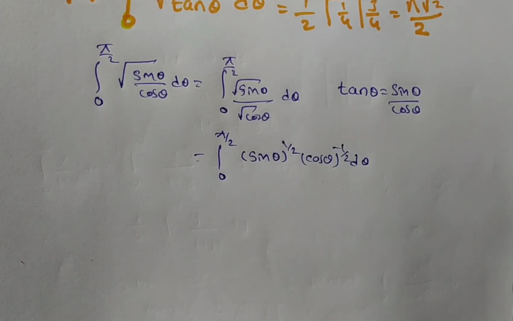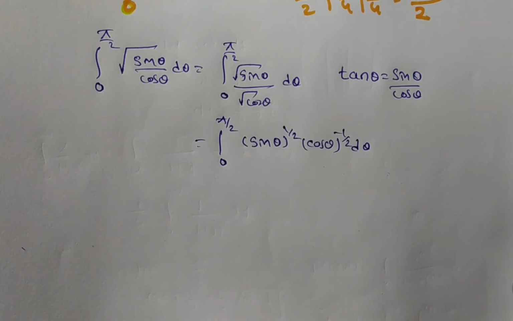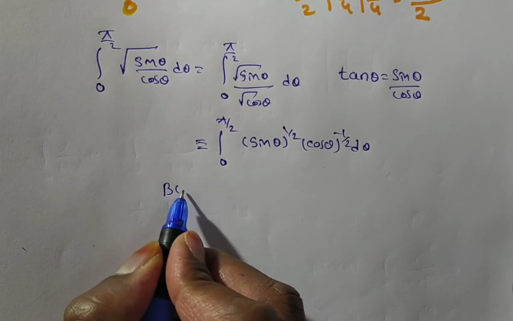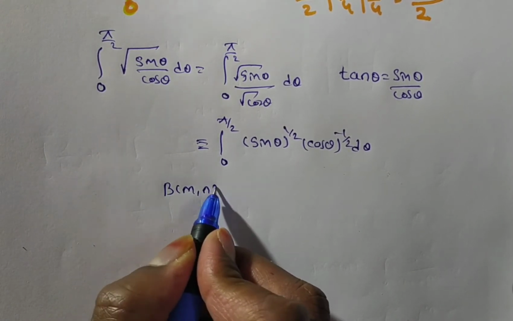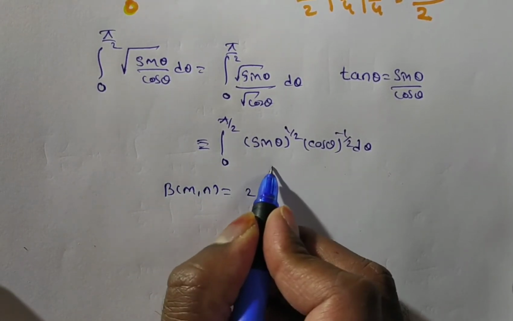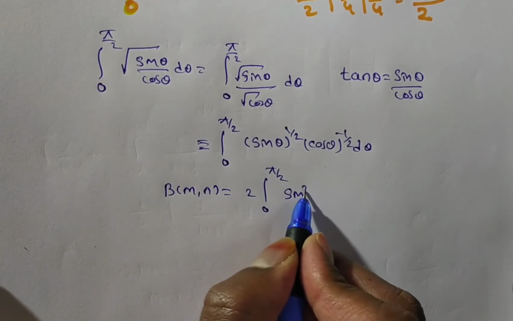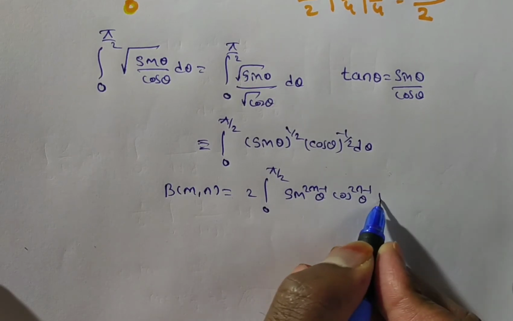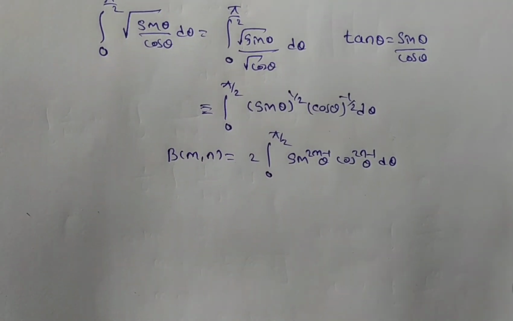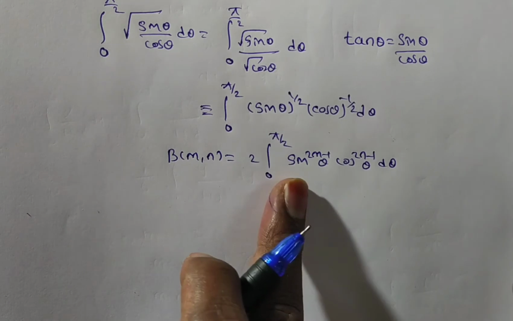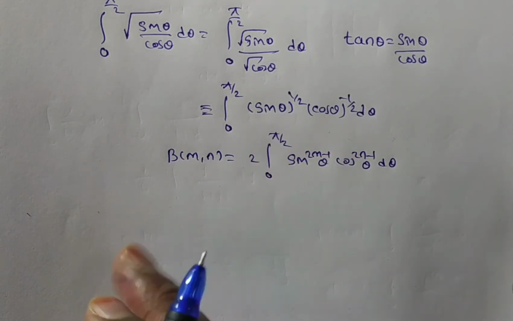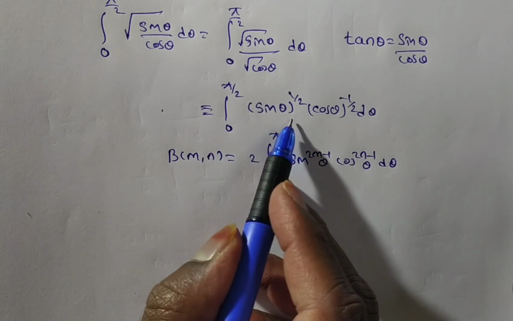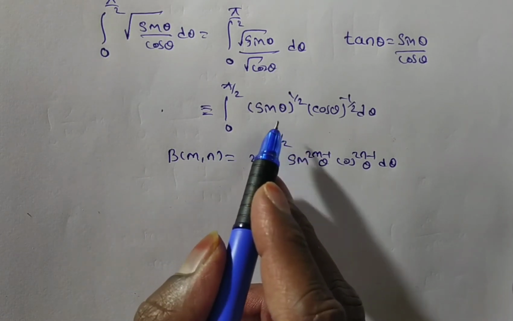Friends, we have a formula for this. For beta of m comma n, we have a formula in terms of sine and cosine. Beta of m comma n is equal to 2 times the integral from 0 to pi by 2 of sine to the power of 2m minus 1 theta cos to the power of 2n minus 1 theta d theta. Now you observe both are like 0 to pi by 2, sine power something, cos power something. So this value you can write in terms of m comma n. So for this you find out m comma n.